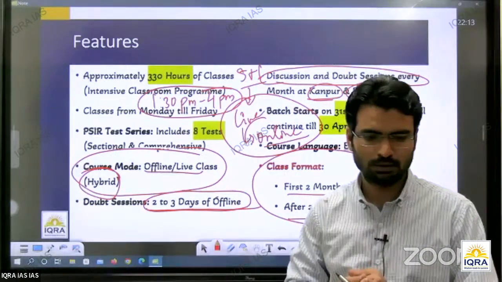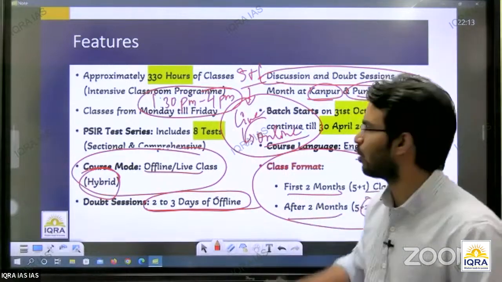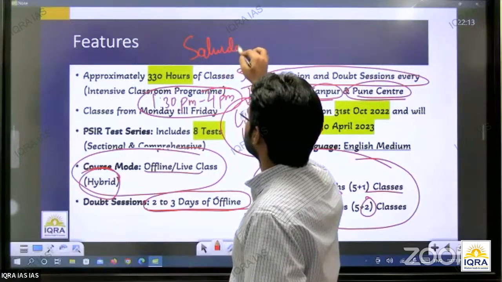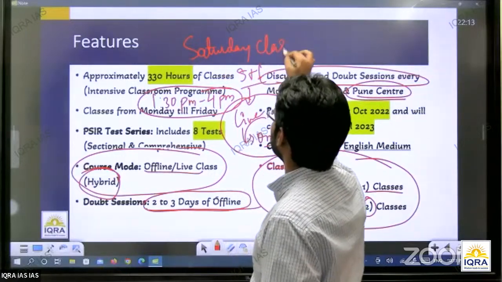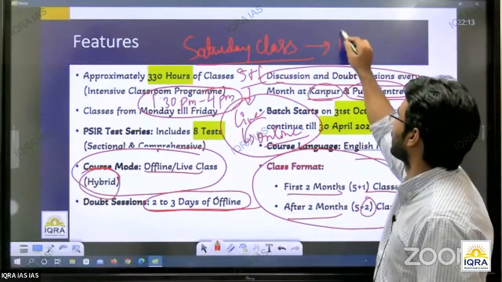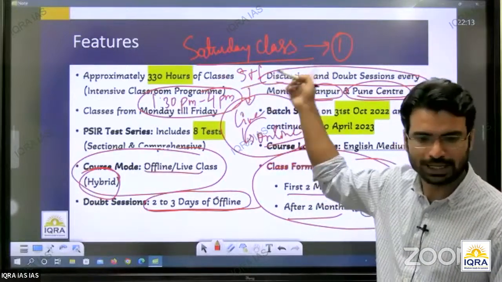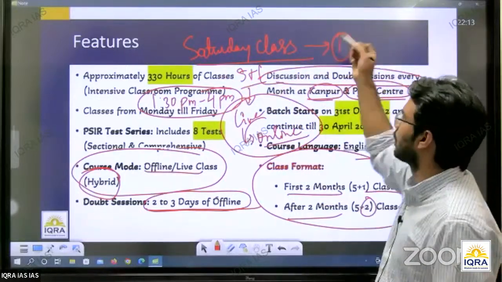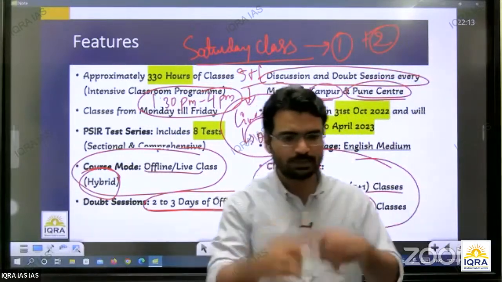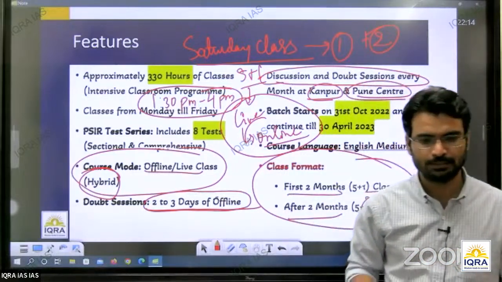जी सर, इसके साथ ऑनलाइन डाउट क्लासेस भी होंगे? हाँ, ऑनलाइन डाउट क्लासेस जो आपकी सैटरडे की क्लास है, सैटरडे की क्लास ये डाउट्स क्लास ही है आपकी ऑनलाइन, सैटरडे वाली क्लास जो 5+1 है. पहले first 2 month will be 1 class on Saturday and after that, after 2 months this will be 2 classes, that is Saturday and Sunday both. वो 2 क्लास में डन हो जाएगी, उसमें आंसर राइटिंग, मेंटरशिप, सारी चीजें आपको मिलेंगी.